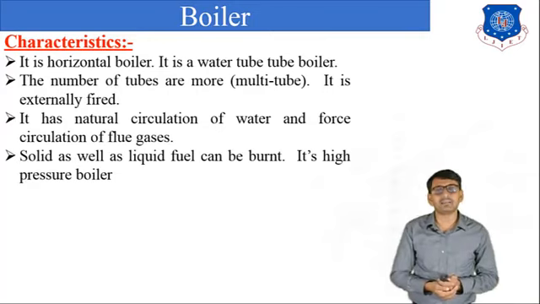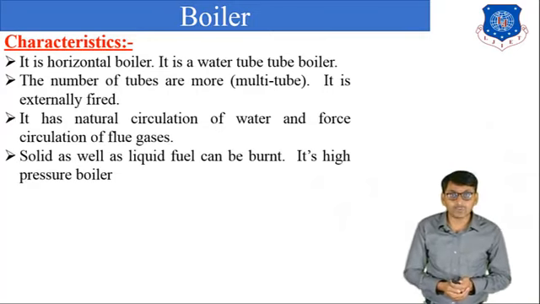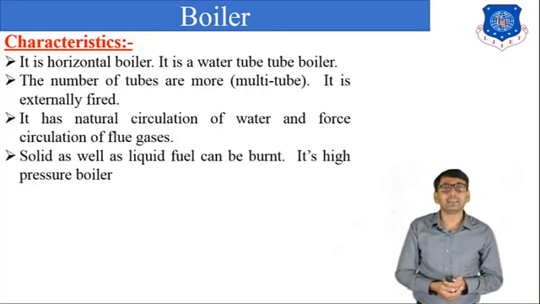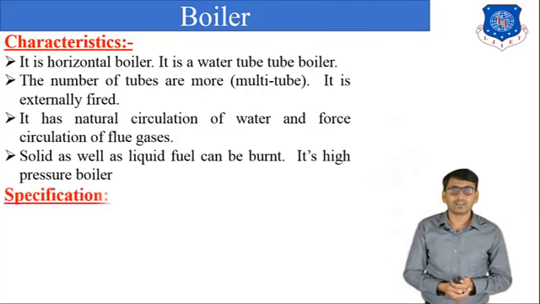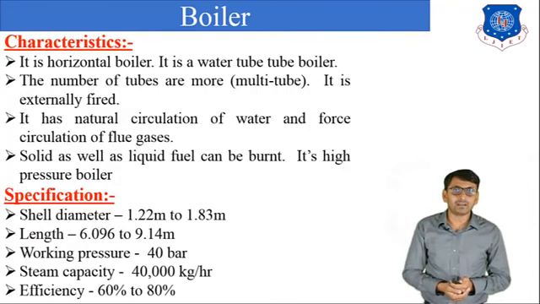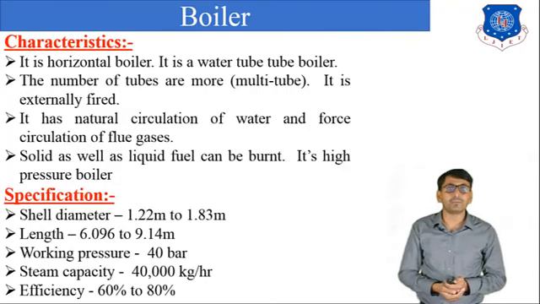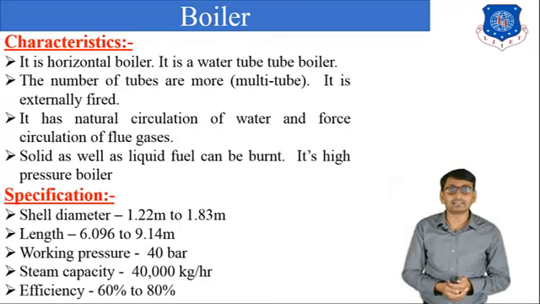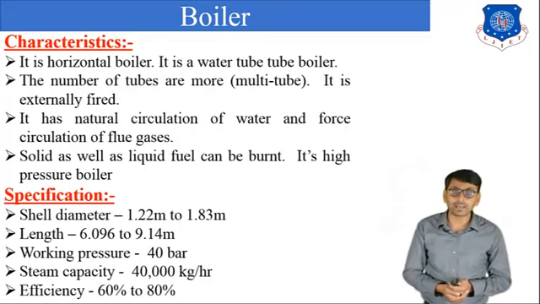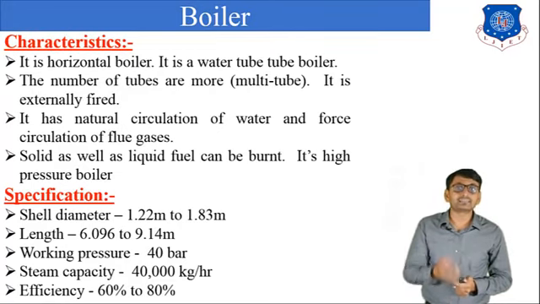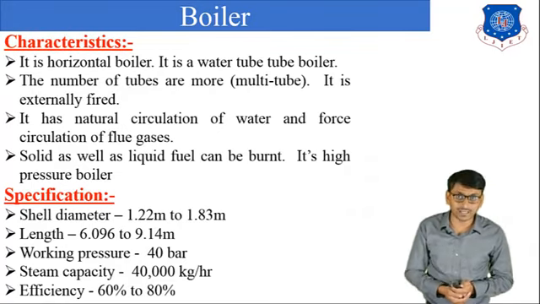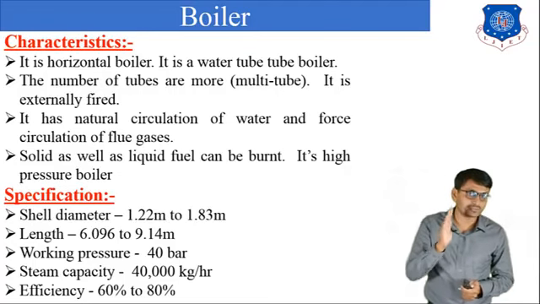What do you mean by high pressure? If the pressure of the boiler is greater than 25 bar, then it is a high pressure boiler. Now the specification of this boiler: shell diameter 1.22 meter to 1.83 meter, length 6.096 to 9.14 meter, working pressure 40 bar, steam capacity 40,000 kg per hour, efficiency 60% to 80%.